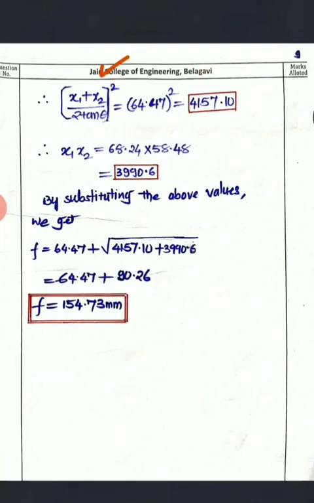Now all together if you put in the formula, you'll be getting f is equal to 64.47, that is the first term we have seen. Then for the second term, directly I'll be putting the values: square root of 4157.10 plus 3990.6. So you'll be getting 64.47 plus 90.26. So f is equal to 154.73. Now this is a very simple problem, and these are the important problems. Most probably they are going to ask these kinds of problems only. So I just opted these two problems.